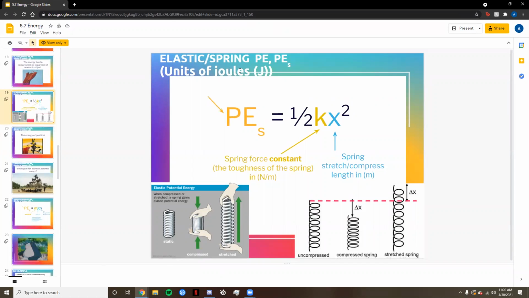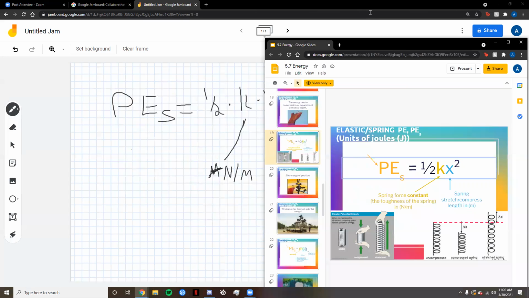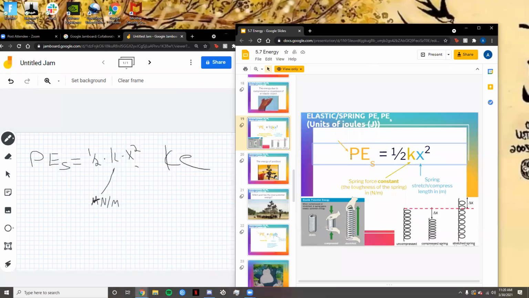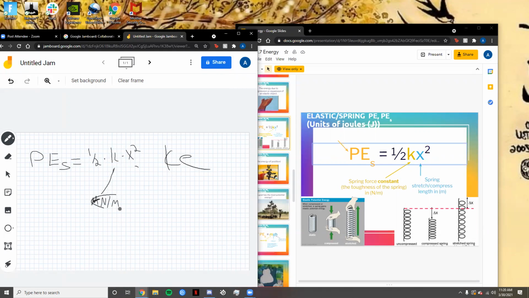Anyway, we haven't really learned this formula, so I'm trying to explain it as best as I can understand it. I'm going to put these side by side. For PE, we have the 1/2 and K, which is in newtons per meter. It's the spring constant, based on the toughness of the spring, how strong it is. And X is how far the spring is stretched or compressed, so that's going to be in meters.